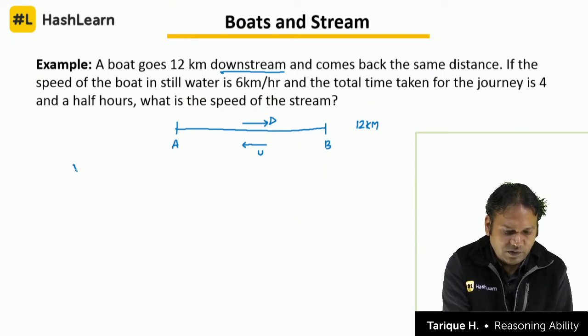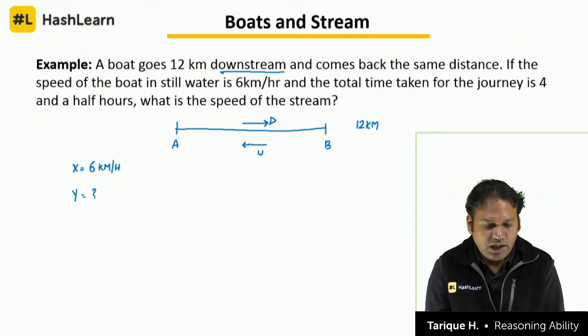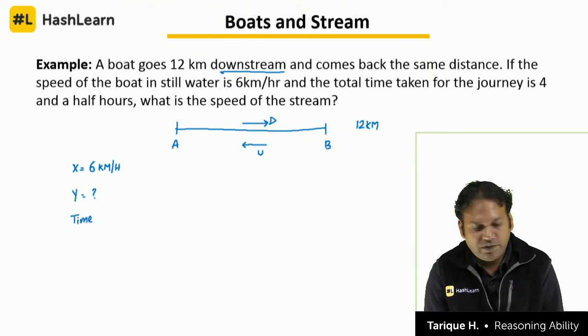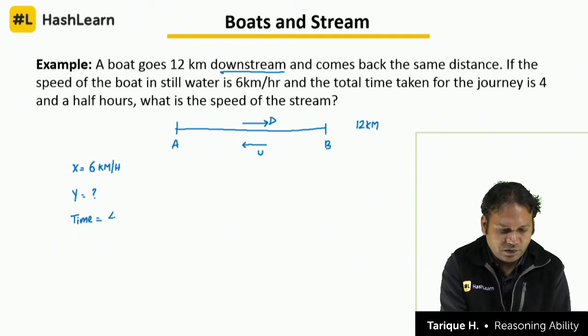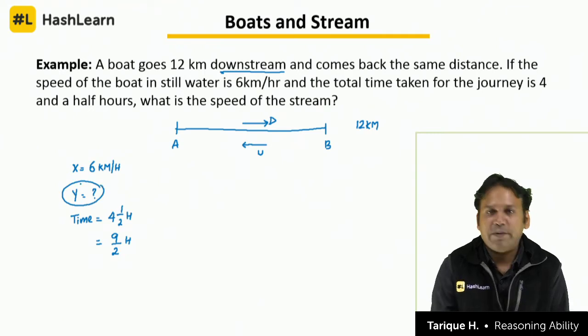What is the speed of the boat in still water? What is x given to you as? 6 kilometers per hour. What we don't know is y. What is y here? Not given to us. And time, the total time taken to cover this journey is 4.5 hours, or I can say here 2 into 4, 8, 9 by 2 hours. What is the speed of the stream? This is what we have to find out.